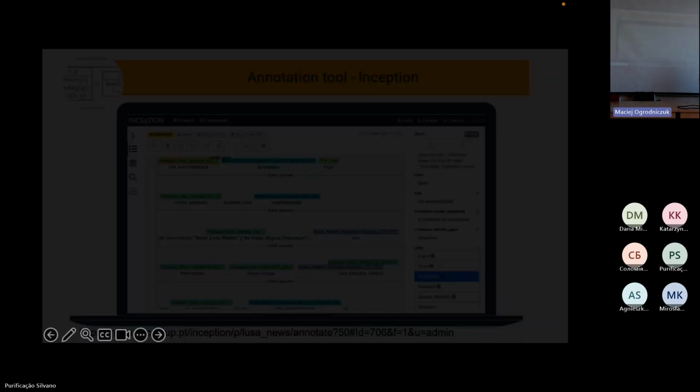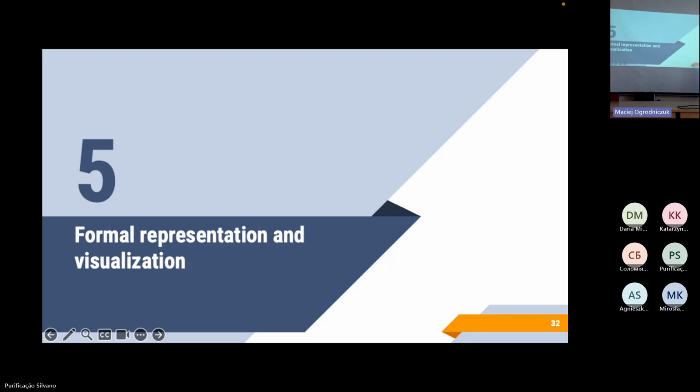Okay, so moving on to the last part of my talk, the formal representation and visualization. The part of visualization is more computer science. I'm going to talk a little bit about it, but I think I won't be able to answer very difficult questions about that.